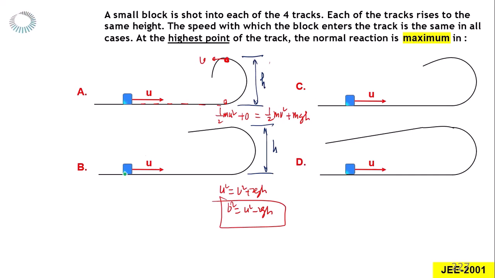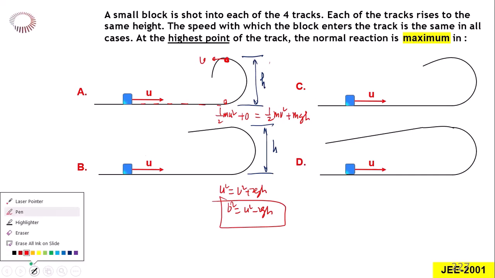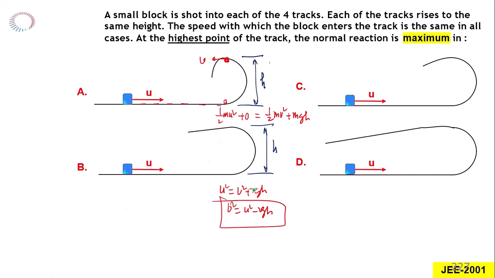Now, at the highest point, the velocity remains the same for each and every track. But you are asked to calculate the normal reaction. So since v is constant, if I draw the free body diagram at any point, let us say for this diagram, here mg is acting downward, normal is acting downward, and it is balanced by the mv square by r. r is the radius of curvature at that highest point. So the equation for normal is equal to mv square by r minus mg.